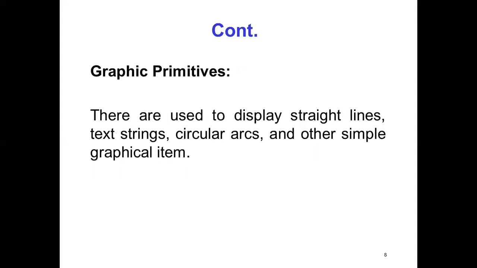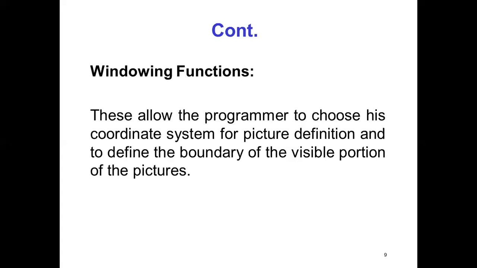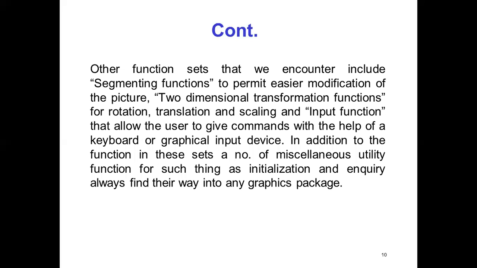So graphic primitives and windowing functions are two important characteristics. Programmers mostly ignore them while writing a computer graphics package, even though they are very important. Without these, you cannot draw any image. So these are very necessary and essential.